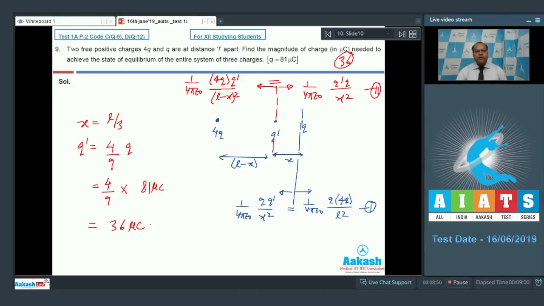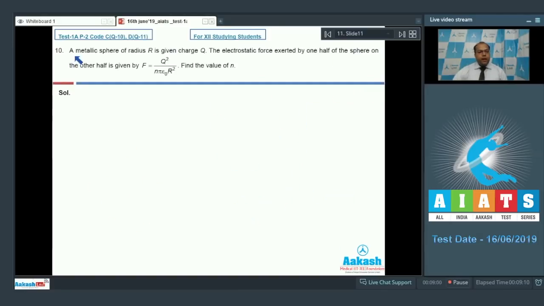Let's move to question number 10. In question number 10, a metallic sphere of radius r is given charge q. The electrostatic force exerted by one half of the sphere on the other half is given by this expression. So we have to find the value of n.